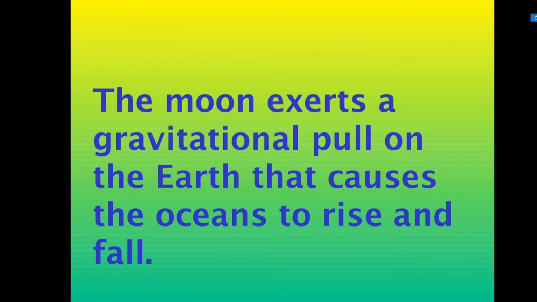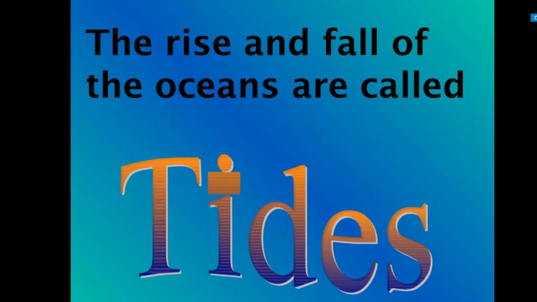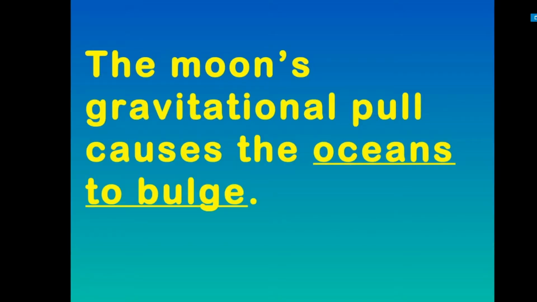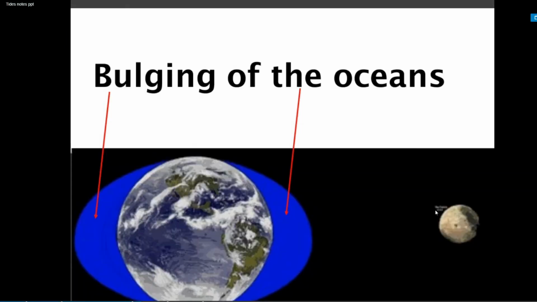The moon exerts a gravitational pull on the Earth that causes the oceans to rise and fall. And we call that tides. The moon's gravitational pull causes the oceans to bulge on the Earth's surface. So whenever we have these types of bulges, I've got the moon here, and then I've got this large bulge that's facing the moon, and then I've got one on the back side.